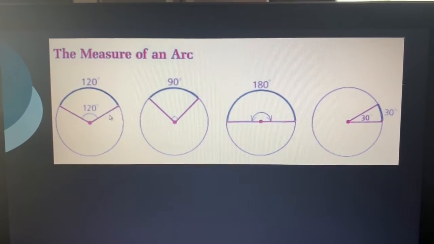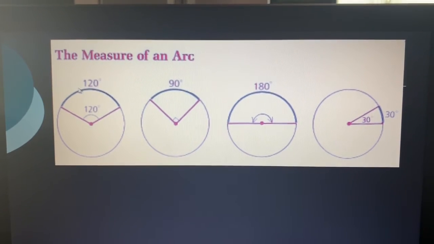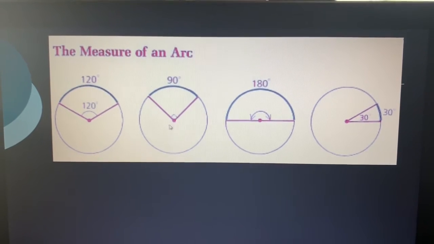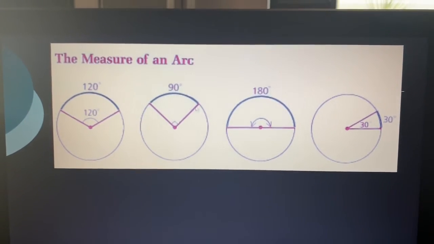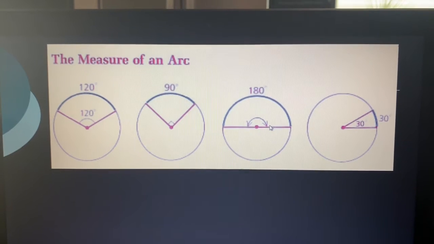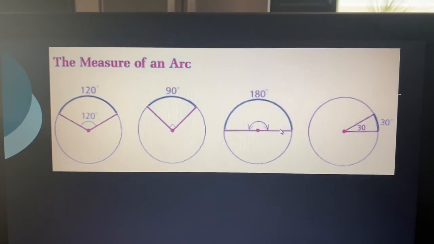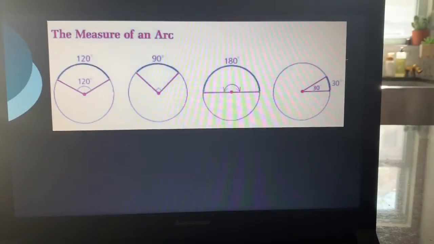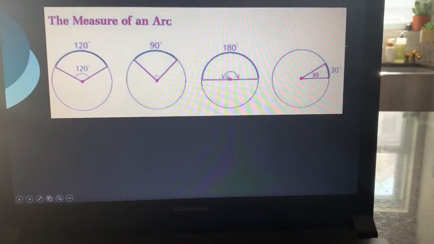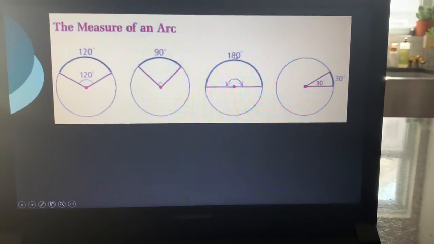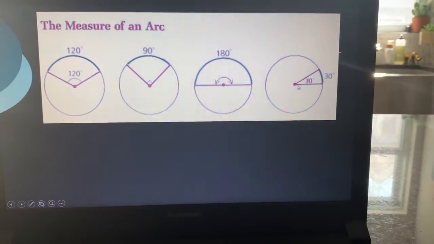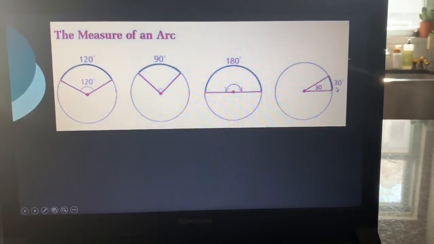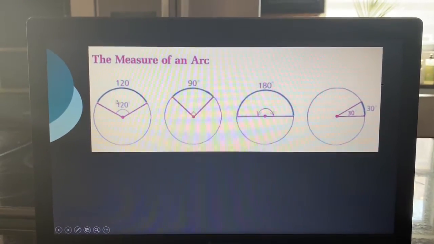But if the central angle here is 120 degrees, then the measure of that arc is going to be 120 degrees. If the measure of this central angle is 90, then the measure of this arc is going to be 90. Likewise, hey, what's the measure of this angle? Well, it's a straight line, right? It's a straight angle, and a straight angle measures 180. Well, this arc across from it measures 180 as well. Take a look at this one. This central angle here is 30 degrees. Well, the arc's measure is 30 degrees. So that's an arc's measure.